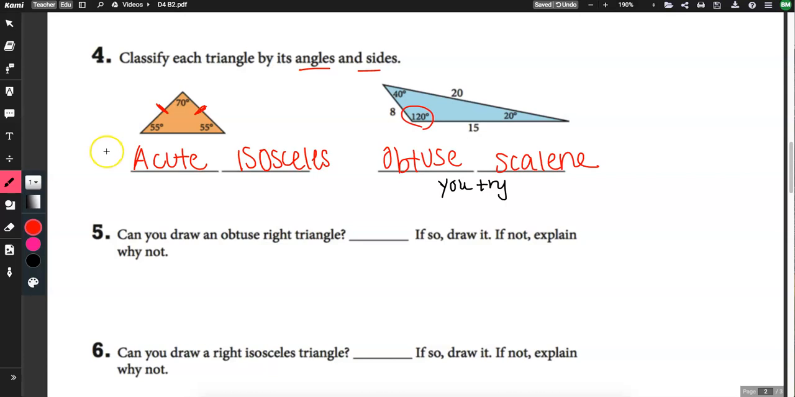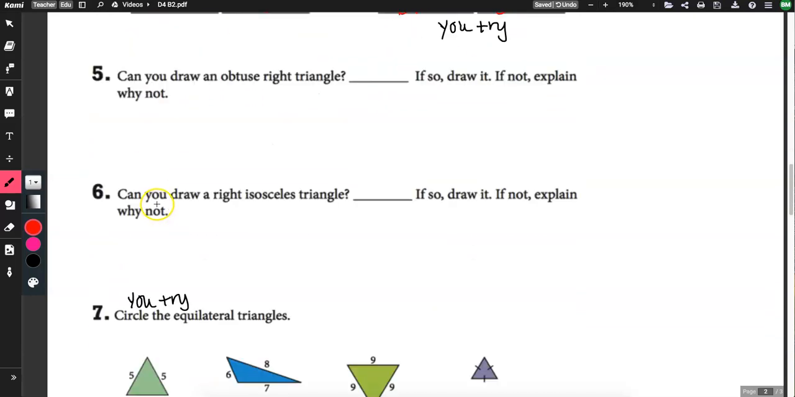That second triangle is an obtuse scalene triangle. One angle greater than 90. All three sides are different. All right. Couple other things to think about.